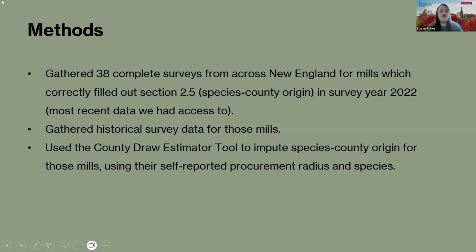So what we did, we were able to gather 38 complete surveys from across the New England states that had completely and correctly filled out Section 2.5 in survey year 2022, which of course is production year 2021. This is the most recent data that we had access to. We had the edited survey forms in PDF that we were able to extract data from. We were also able to gather historical survey data for those same mills. And then I used the county draw estimator tool to impute the species county matrix for those mills, using the procurement radius and species that we knew they dealt with.